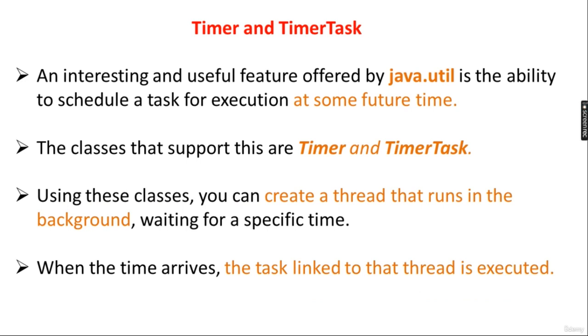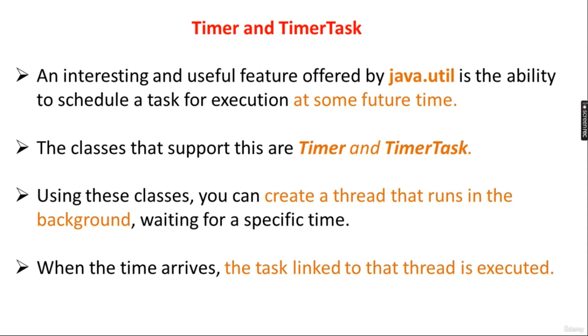Next, Timer and TimerTask. An interesting and useful feature offered by java.util is the ability to schedule a task for execution at a future time. Scheduling a task for the future is an interesting and useful feature of the java.util package. So whatever task you are going to do, you are not doing it now, at the current time. You are doing it in the future and you are scheduling it at a particular time.